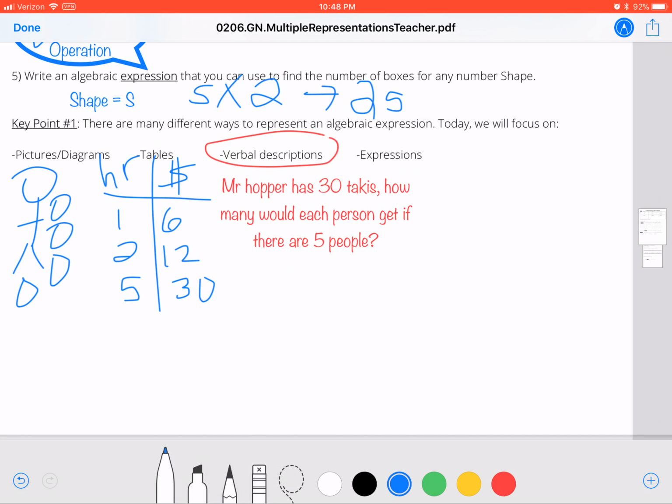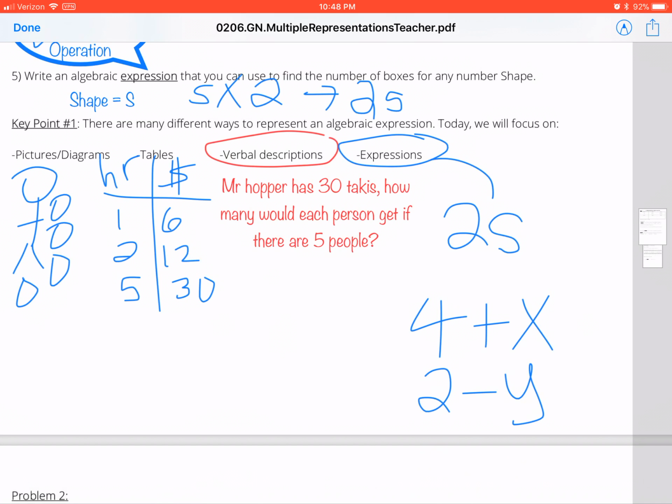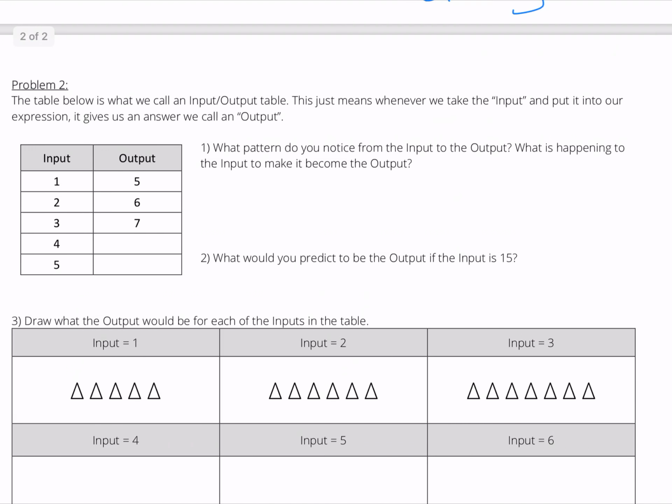And then our last thing, expressions, those are like what we've already got. 2s, or maybe 4 plus x, or 2 minus y, right? Verbal or algebraic expressions. Give you a second to catch up if you have not already. All right, moving on to problem number 2 on the next page.